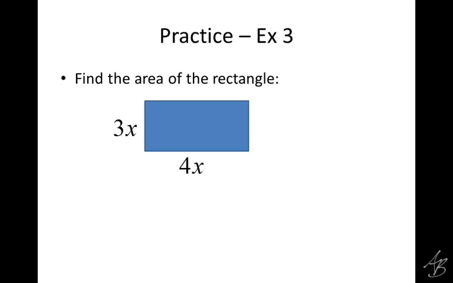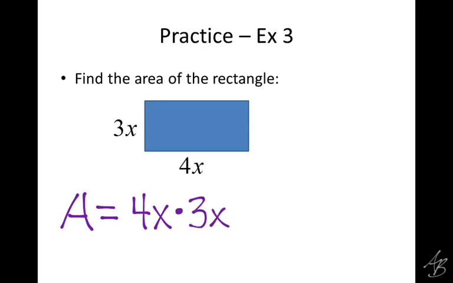All right, here's another one kind of like that, except there's a variable on both sides of the rectangle this time. So Scott, what are we going to do here? Nope. This isn't 4 and this isn't 3. It's 3x and 4x, right? So Malik, what are we going to multiply together? 4. Exactly. So the base is 4x times the height, which is 3x.